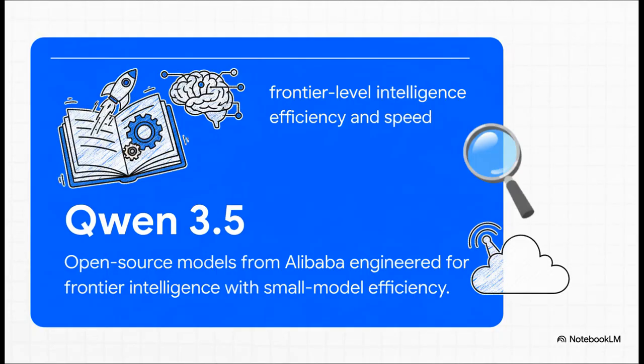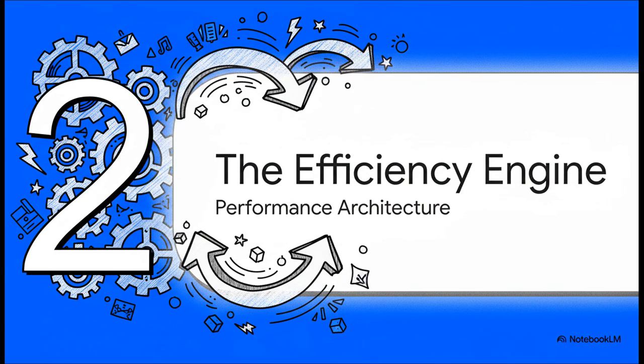So, enter Qwen 3.5. It's an open-source model that aims to give you the best of both worlds. Top-tier, frontier-level intelligence, but with the speed and efficiency of a much, much smaller model. So how on earth does it pull that off? Well, the real magic here is in its architecture. There are two key innovations that make this whole thing work, and the first one, it's a real game changer.